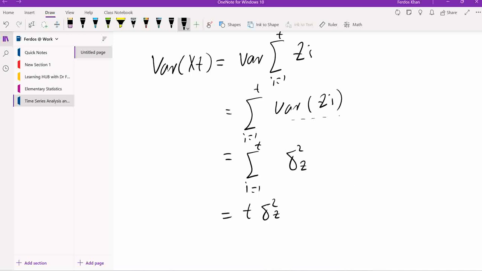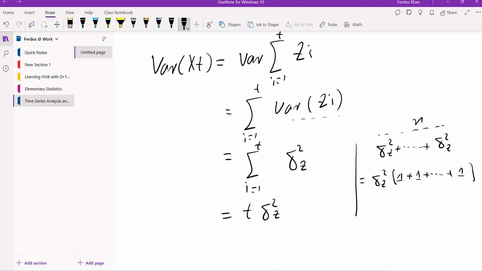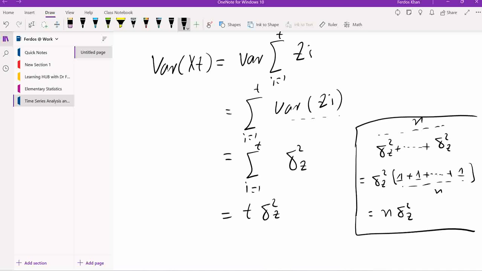This is just like, suppose you are summing sigma square z plus sigma square z and you are summing this n times. So just take this constant sigma square z and you are summing it n times. So definitely this is equal to n times sigma square z. So this is the variance of xt of the random walk process.